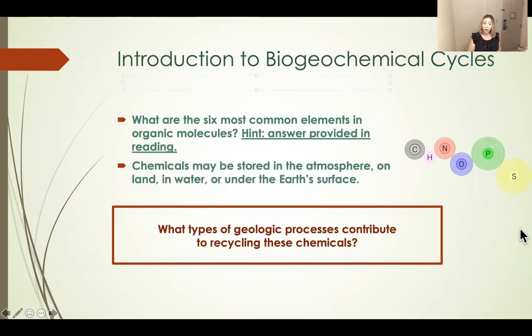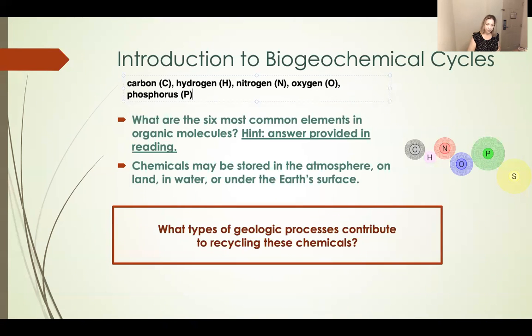Okay, so the 6 most common elements are carbon, which is symbolized with a C, as you could probably guess. Hydrogen with an H. Nitrogen with an N. Oxygen. Now, look at the P and the S and think about what those mean. I know you've heard of them. So you have phosphorus and sulfur. So these elements are the most common elements in your body.